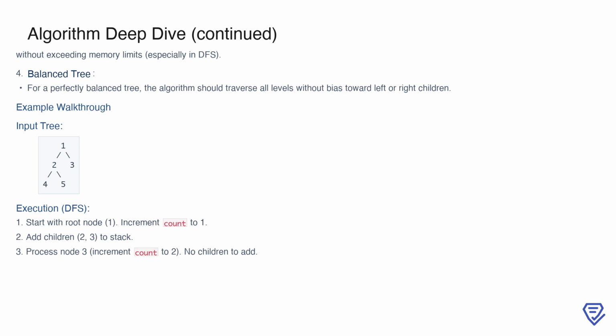Since node 3 has no children, we move to the next node in the stack, which is node 2. Processing node 2 increments the count to 3, and we add its children, nodes 4 and 5, to the stack. Finally, we process nodes 5 and 4, incrementing the count to 4 and 5, respectively. At this point, the stack is empty, and the algorithm returns the count, which is 5.